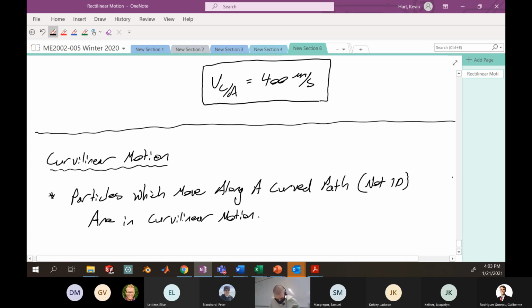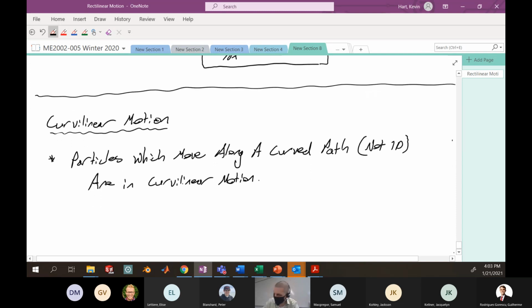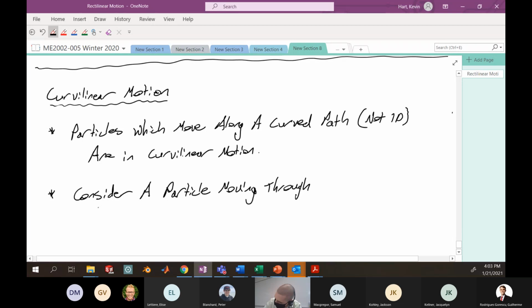Okay, and just like we went through a derivation for relationships with position, velocity, acceleration, and time in 1D, we're going to expand that now to 2 and 3D. All right, so let's derive those equations. So consider a particle moving through space on a curved path.